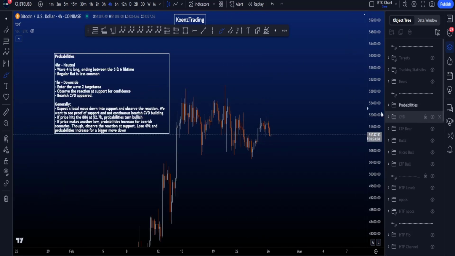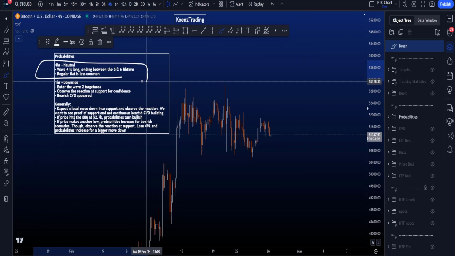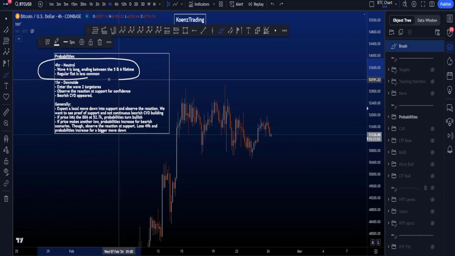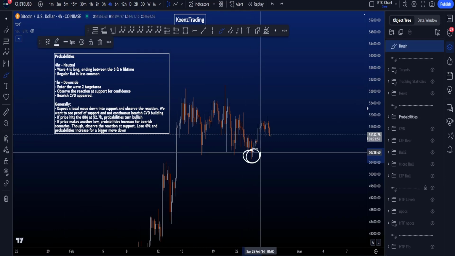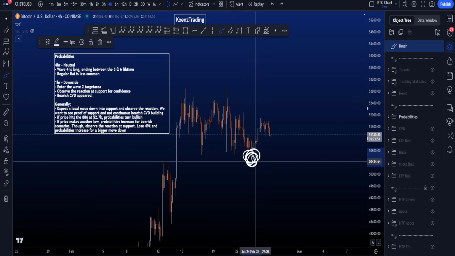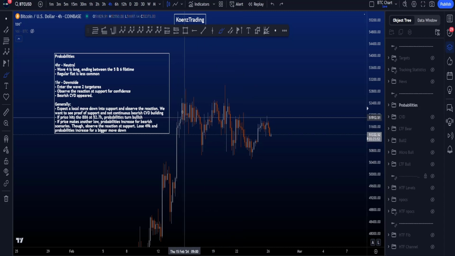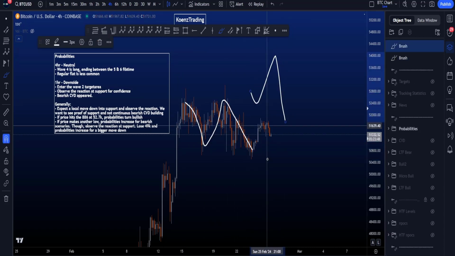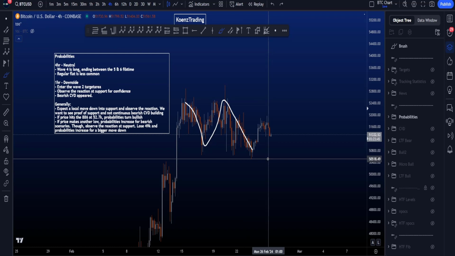And if we then look at the probabilities of the different scenarios on the 4-hour time frame, the probabilities haven't changed. However, it has to be said, wave 4 is quite long in time, ending between the 5 and the 6 pip time over here, which is a little less common, and the regular flat is also less common compared to an expanding flat structure. However, flats in general are a common pattern in a wave 4 at least.